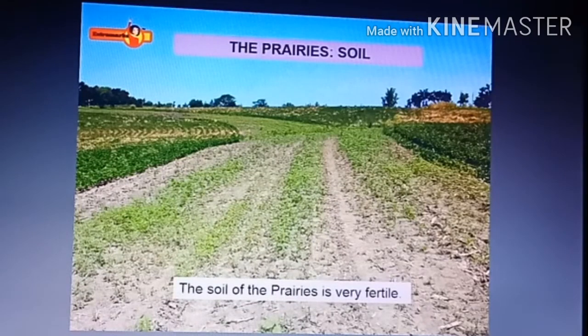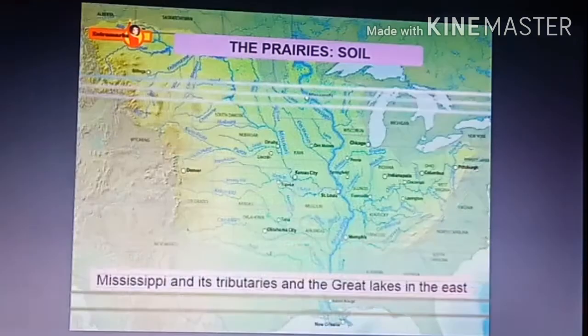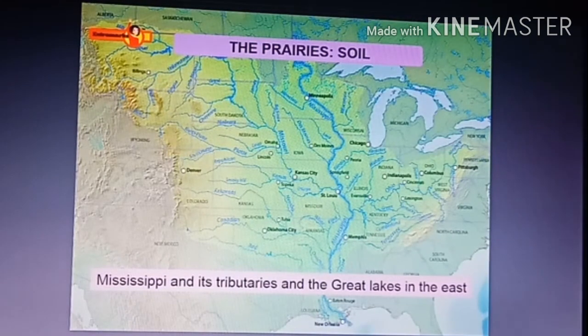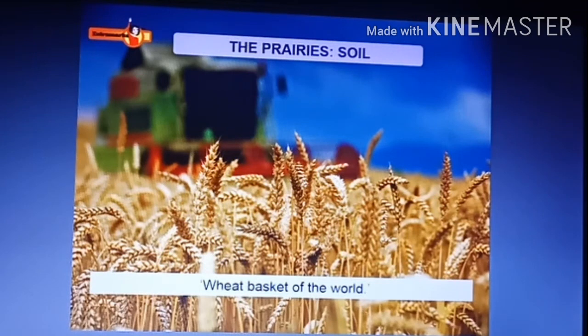The soil of the prairies is very fertile. Plenty of water is available for agriculture because the prairies are drained by river Mississippi and its tributaries and the Great Lakes in the east. This is why the soil is extremely fertile and perfect for the production of wheat crop. In fact, due to its large swaths of prairie grasslands, the United States of America has become one of the largest producers of wheat in the world. This is why it is also known as the wheat basket of the world.